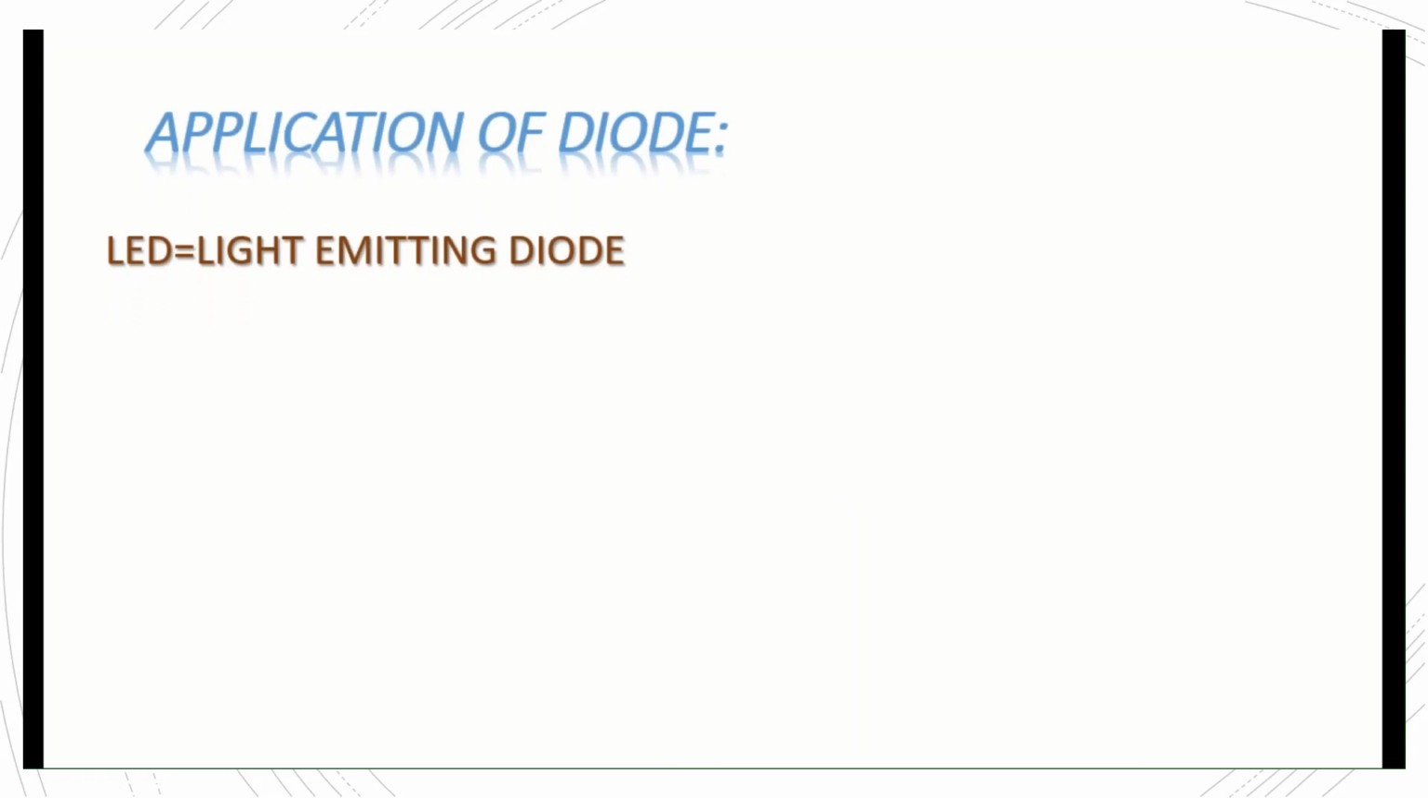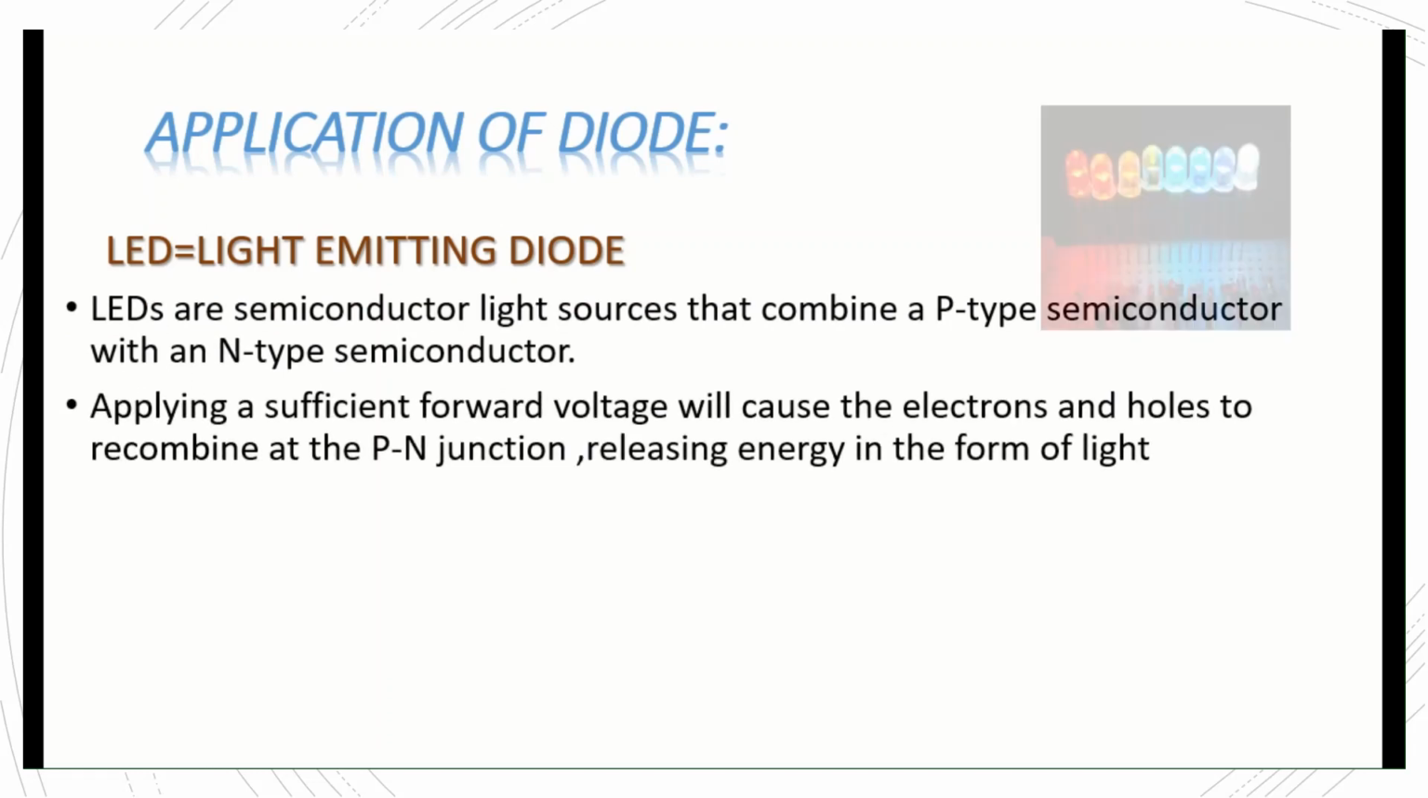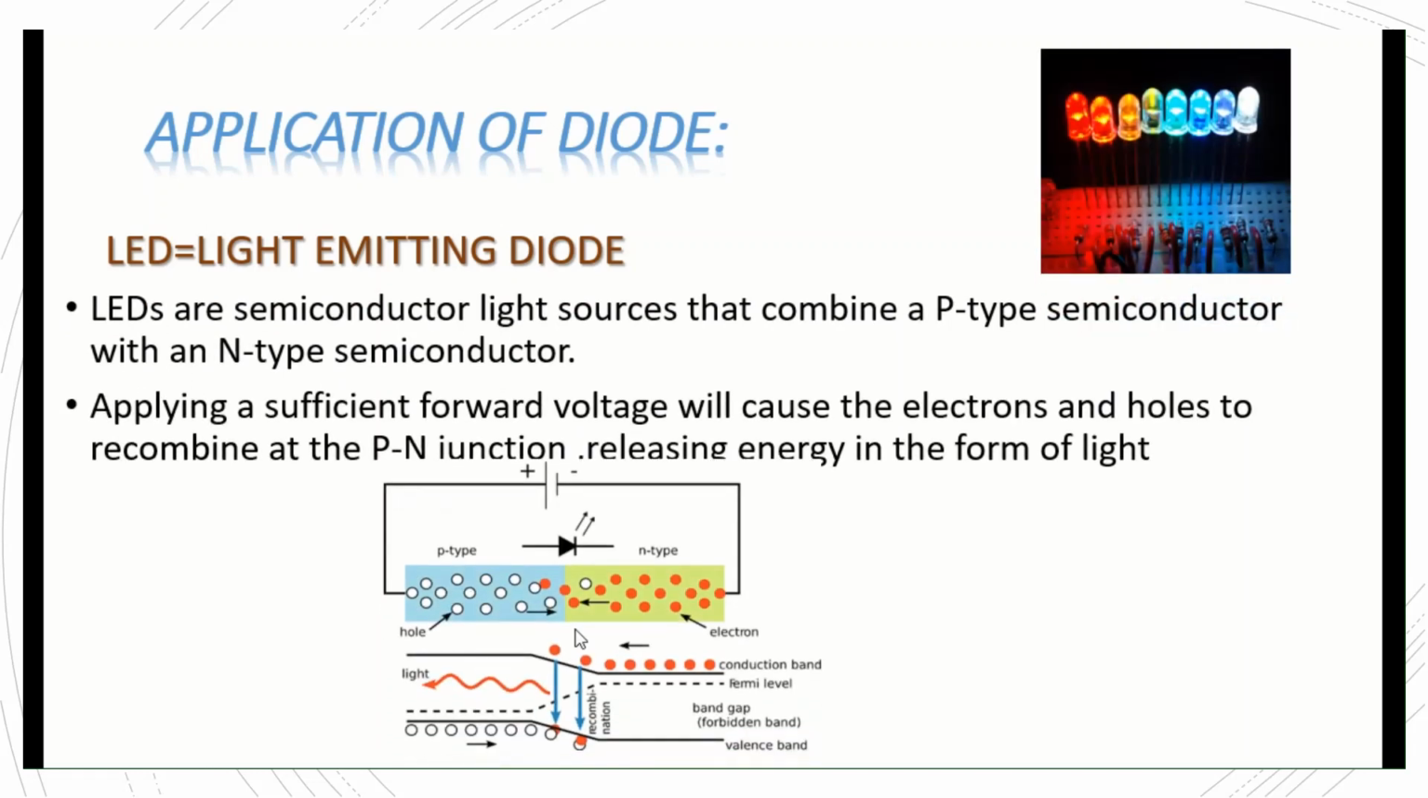Now there are some applications of diode. First is the light emitting diode. It acts in the forward bias. When we apply a sufficient forward bias, then the electrons present in the conduction band come to the valence band to combine with the holes, and there is some release of energy in the form of light.